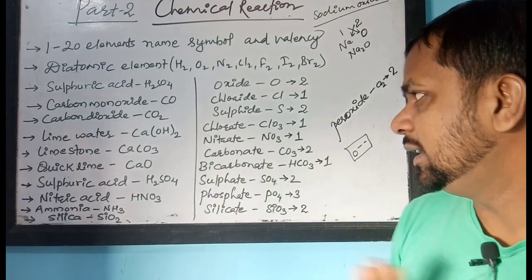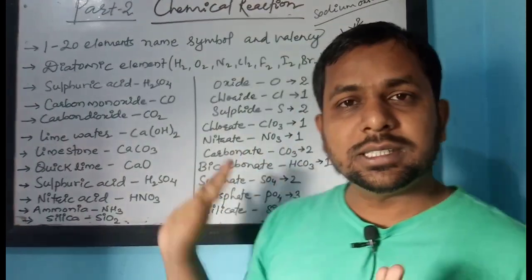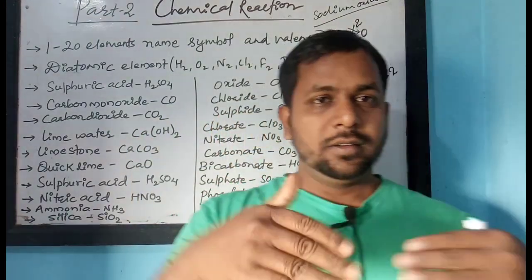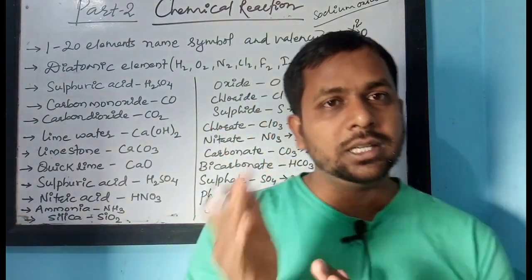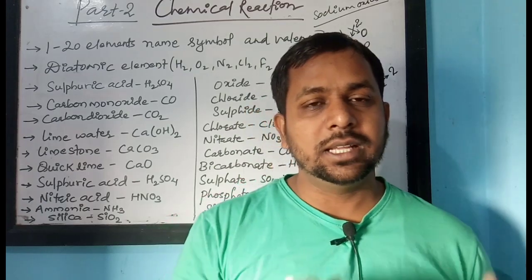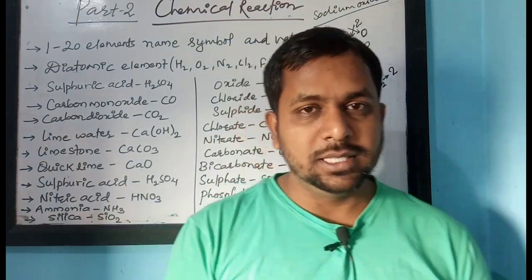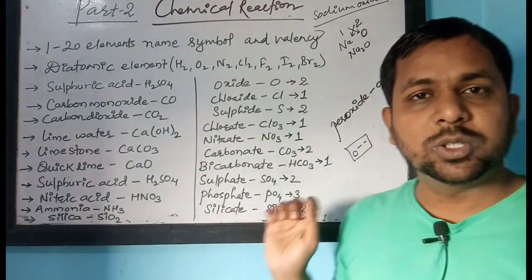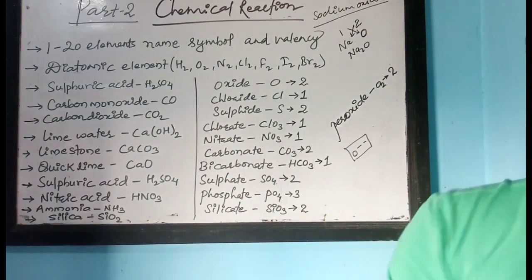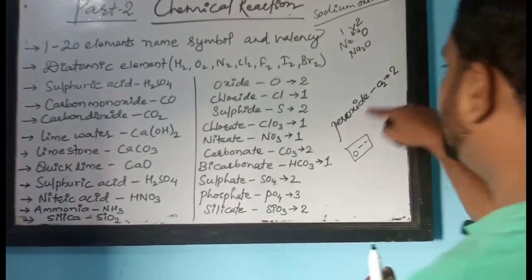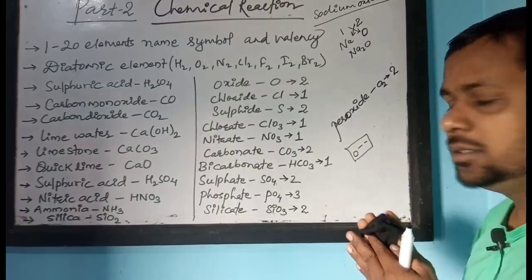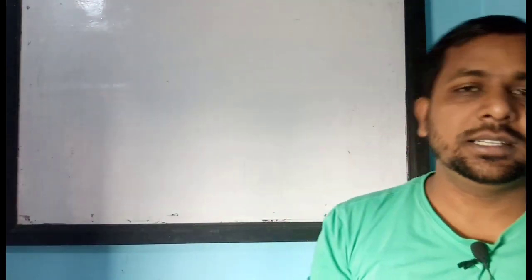I hope you are understanding, but anyhow you have to memorize this, then we can perform better while converting the word equation into the formula equation, and balancing can be done easily. Please take a screenshot of this because I am going to rub this. And peroxide, its symbol is O2 and its valency is 2.